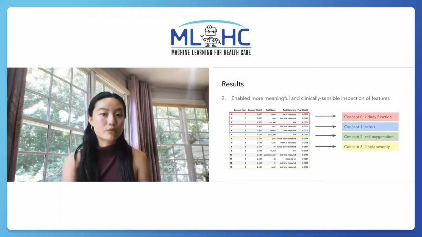We see that compared to a raw list of important features, these concepts provide contextualized explanations for a traditionally black box prediction process. Thank you so much for listening, and stop by our poster to learn more.